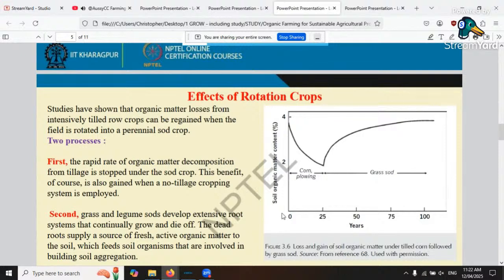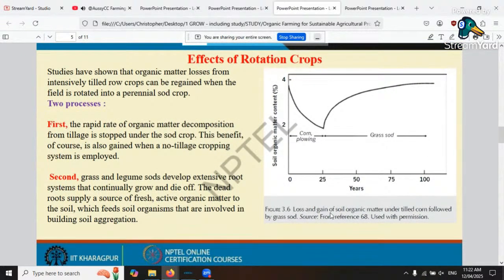Effects of crop rotation. What's this say? Loss and gain of soil organic matter under tilled corn followed by grass sod. So on the x-axis is years, the y-axis is soil organic matter content in percent. There was already a lot at the start. They planted, it used it up, went down to 2% from 4. Then grass was put in. Fair increase. That's pretty cool, eh? So that's just one example of how you can keep your soil organic matter up over a long period of time.